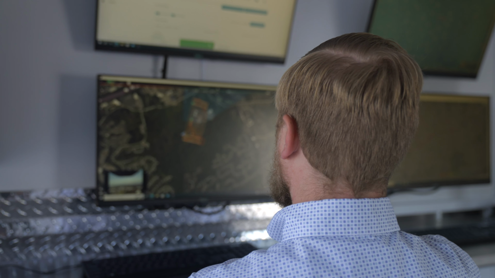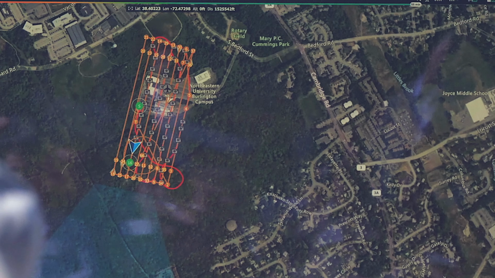We're going to simulate what we call a BVLOS scenario, a beyond visual line of sight scenario. Here we're going to have our partner Censys Technologies fly their Sentaero UAV. They are going to be conducting a simulated inspection mission, flying in a lawnmower pattern over the top of our campus here.